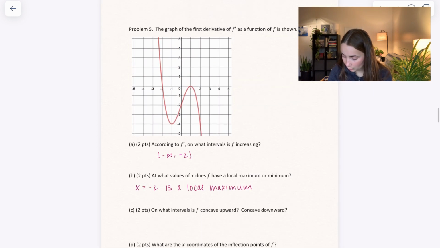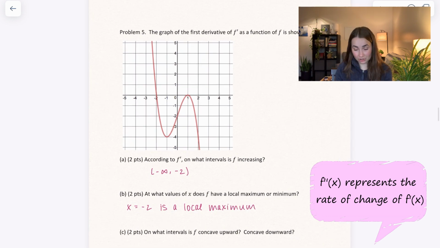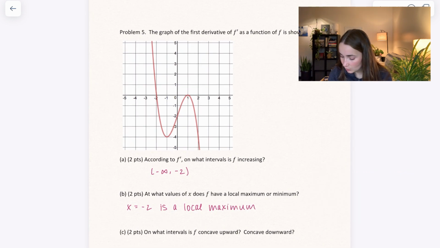Okay, so here we have on what intervals is the function concave upward and concave downward. So when we talk about concavity, we want to look at the rate of change of our first derivative. And so let's go ahead and look at the intervals where our first derivative is increasing and decreasing. So here we have our first derivative is decreasing, and then we switch to increasing right here, and then we again are decreasing. So this has to do with the concavity, right?